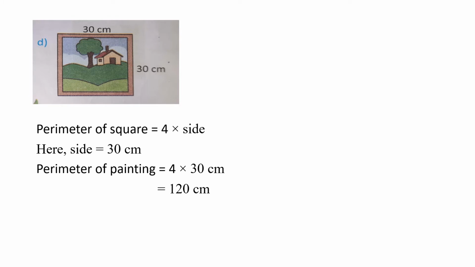Look at the photo frame which is given here. This is 30, this is 30 and it is looking like a square. It means all sides are equal. So perimeter of a square is 4 into side. As there are 4 sides and all sides are equal, the formula is 4 into side. So 4 into 30 will give you 120 centimeter.